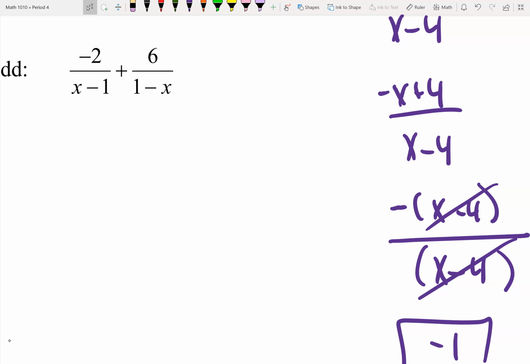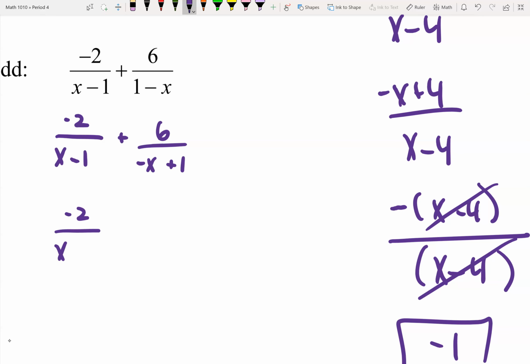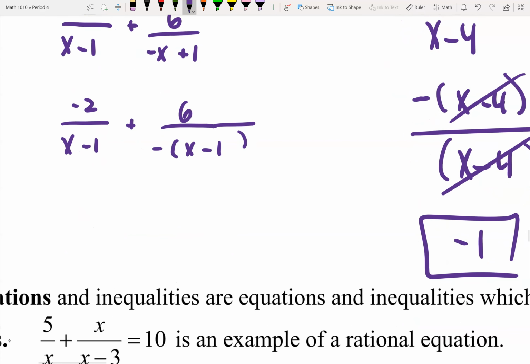Hopefully now you look at that problem and you look at the denominators and you're like, I think it's that negative thing, right? The first denominator looks fine, so write that down. The second denominator looks strange, so the first thing I'm going to do is reorder it. Now that I've reordered it, I'm going to take out a negative, so it's going to look like that. When I take out the negative, it changes the signs. Well, now look what I've got. I've got an x minus 1 and an x minus 1. So I have a common denominator.